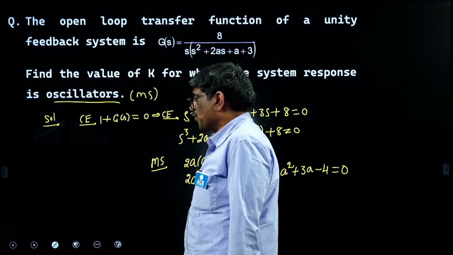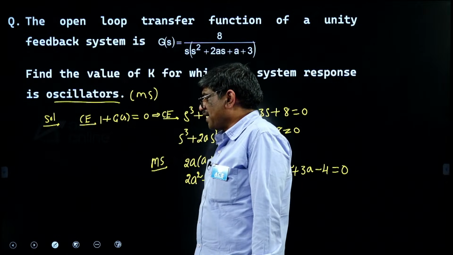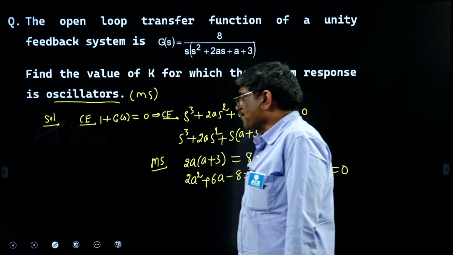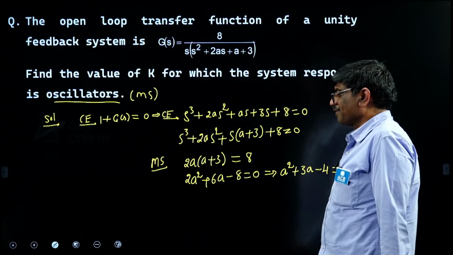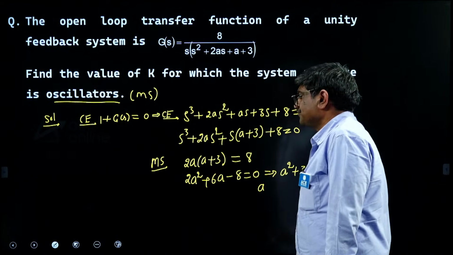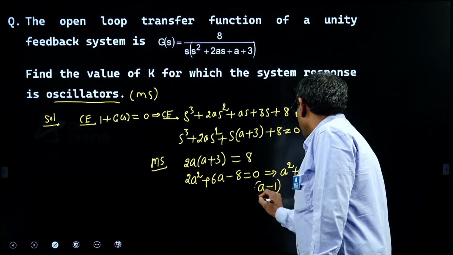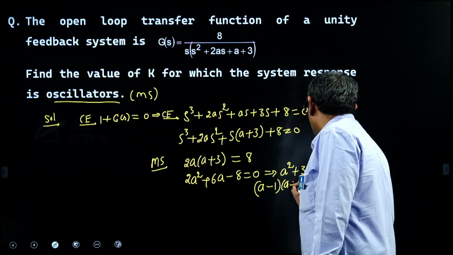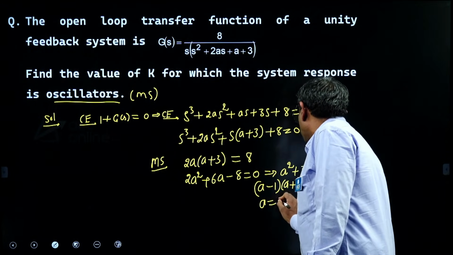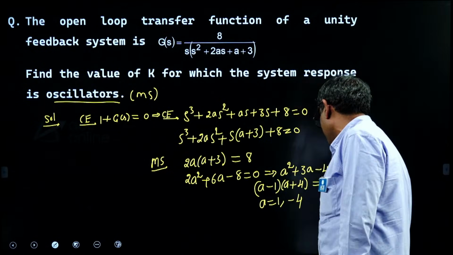1 or minus 4? The correct answer is, this can be written as (A minus 1) into (A plus 4) equal to 0. So what you are getting? A is 1 comma minus 4. What is the answer?